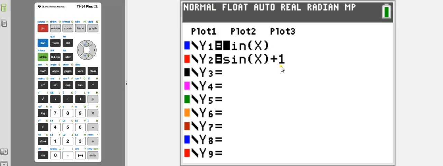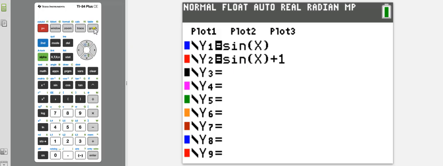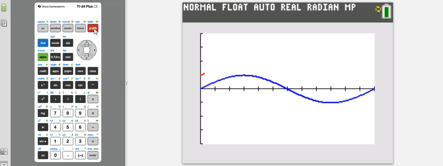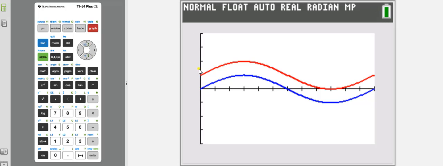Here, the D is positive 1. So let's graph this. So we have sine x, and this is sine x plus 1. What happened? Everything moved up 1. Here's the midline of sine x, and the midline of sine of x plus 1 became y equals 1. And notice everything moved up 1.